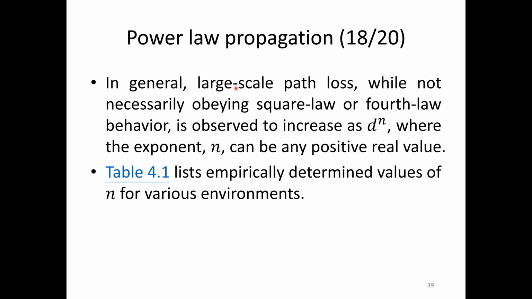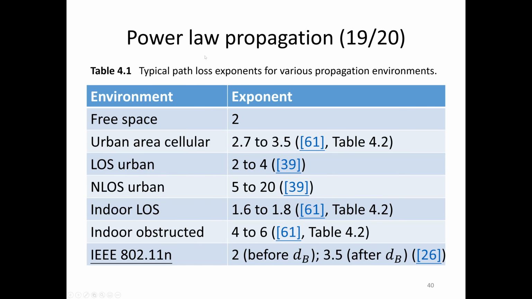In general, large-scale path loss, please note that path loss is a part of the large-scale fading, while not necessarily obeying square law or fourth law behavior, is observed to increase as d to the power of n, where the exponent n can be any positive real value. Table 4.1 lists empirically determined values of n for various environments. Let us go to table 4.1.